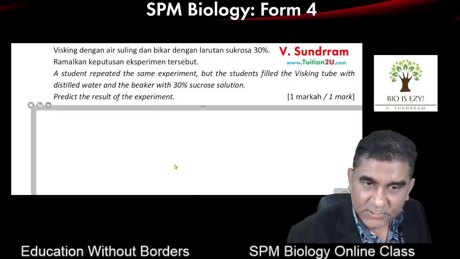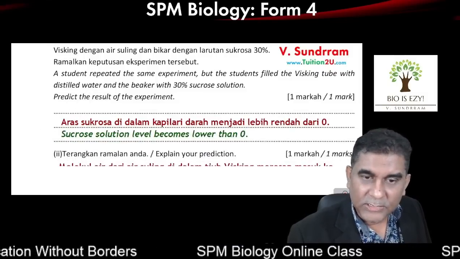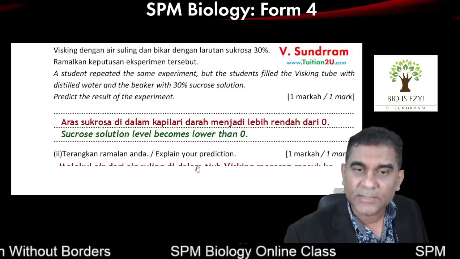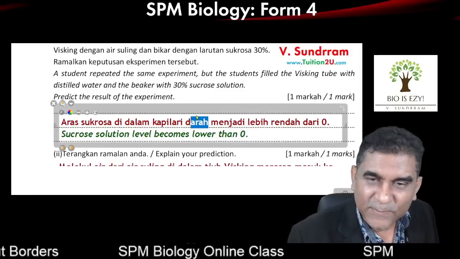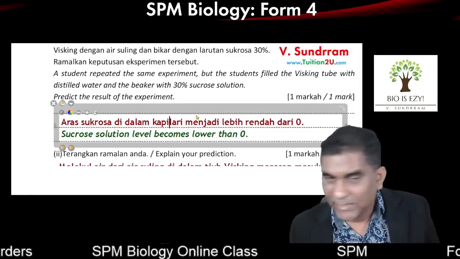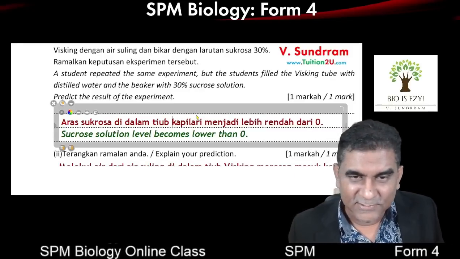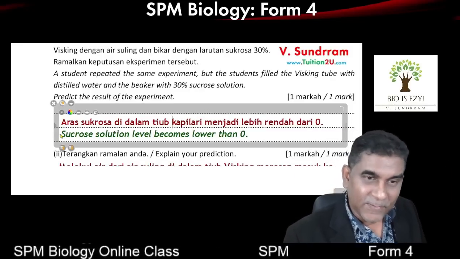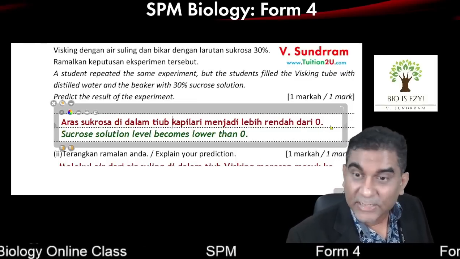Let's see what happens. The answer that I'm providing. Aras sukrosa di dalam kapilari. Oops. Saya tulis kapilari dalam tiub kapilari. I was typing this last night. I think a bit sleepy. End up tiub kapilari bukan kapilari darah. Sorry. Aras sukrosa di dalam tiub kapilari menjadi lebih rendah dari 0, dari kosong.